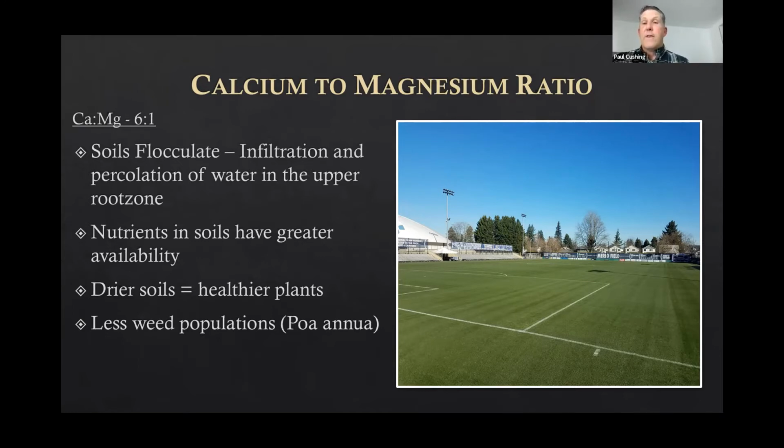This picture to the right is really cool. This is the University of Portland. Kevin White, the sports turf manager there, does an amazing job. Kevin gets upwards of 50 inches and above of rain during the course of the year. It's really important for him to have that calcium to magnesium ratio as close to 6:1 as possible so that he's able to move all that water and they're able to continue playing soccer during their season.